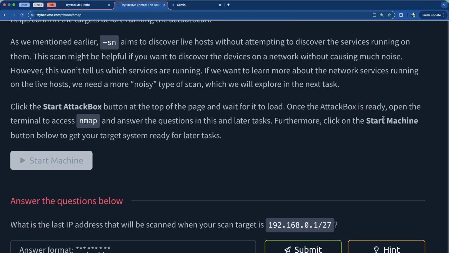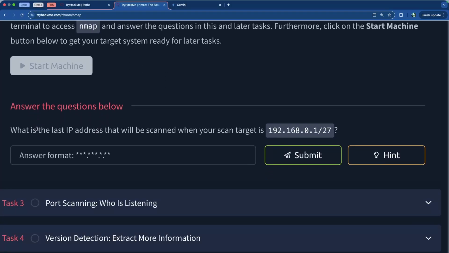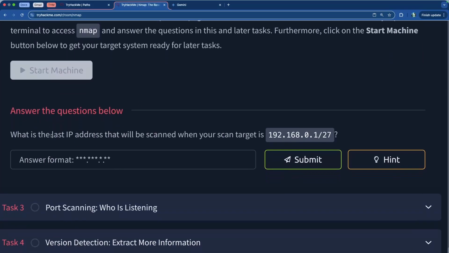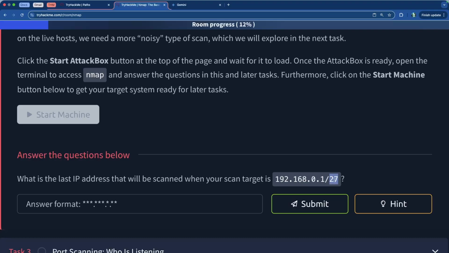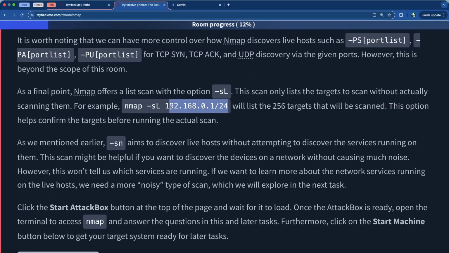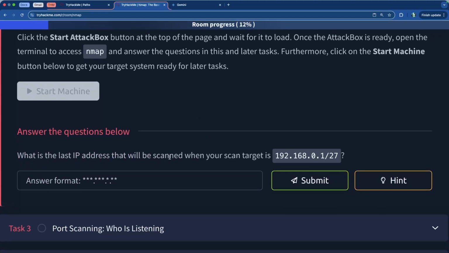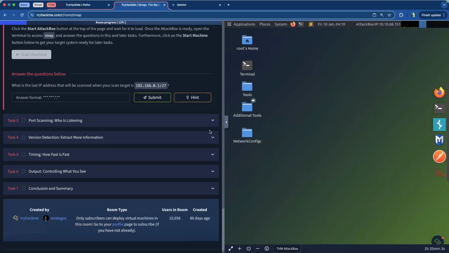So now, once the attack box is ready, which it is, we're going to open the terminal to access Nmap and then use that to answer the questions for the rest of these things that we got over here. So what is the last IP address that will be scanned when your target is this and then /27, which is interesting. I know what it would be if it was /24, because that's basically what we're doing, and we'll scan that entire range. So what we are getting over here is that I think this is like a specific potential range. Maybe we're going to scan up to the 27th IP address or something like that.